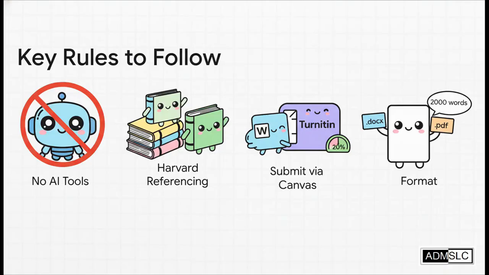Okay, let's run through the key rules. Rule number 1, and this is non-negotiable. Absolutely no generative AI. No ChatGPT, no Gemini, nothing. This has to be 100% your own work. Rule 2. You've got to use Harvard referencing, and we expect to see at least 1 journal article and 3 books in your bibliography. And finally, when you submit, it needs to be a Word doc or a PDF uploaded through Turnitin on Canvas. And try to keep that similarity score under 20%.